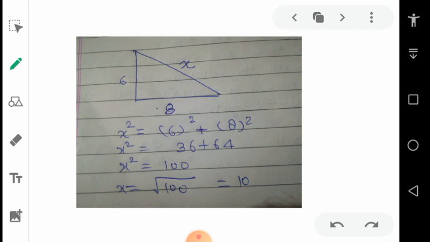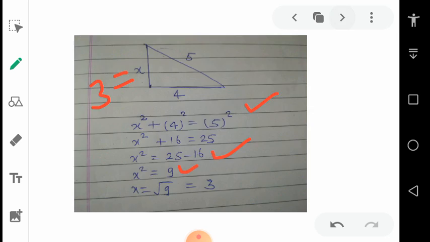Actually, in this step we have x square equals 100, and by taking square root on both sides, the square root of x square is x, because we are taking square root on both sides, and the square root of 100 is 10, so we have x equals 10. It means this side has a length of 10 units.